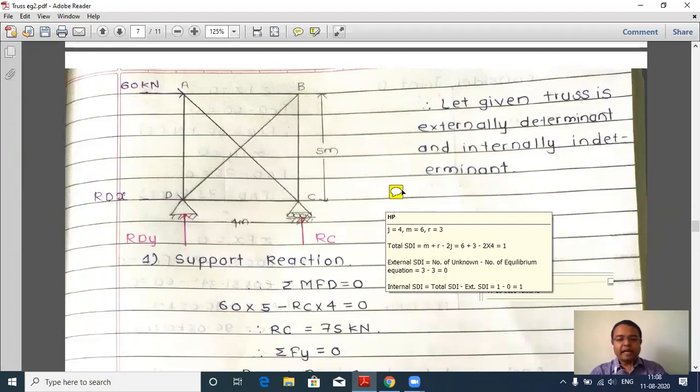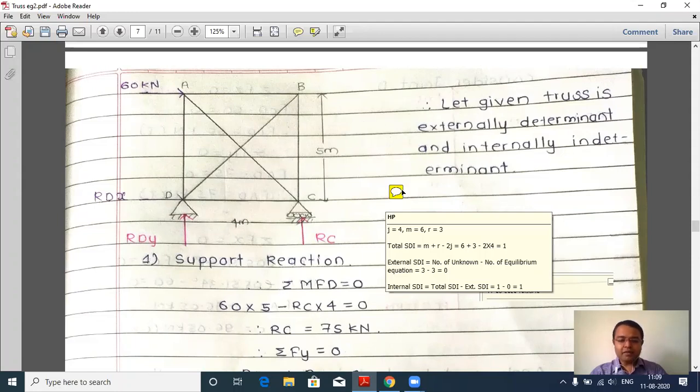Now we will find the external SDI. The formula for external SDI is the number of unknowns minus the number of equilibrium equations. The number of unknowns is R, which is equal to 3, minus the number of equilibrium equations. Of course, we have 3 equilibrium equations: summation Fx equal to 0, Fy equal to 0, and moment equal to 0. That's why the external SDI comes out to be 0.